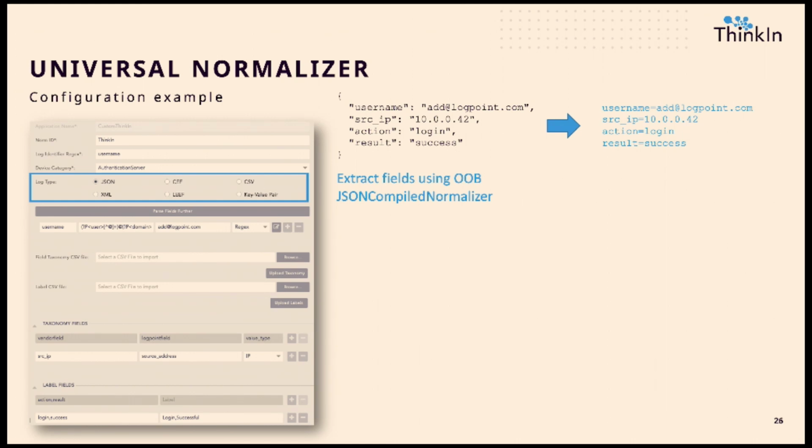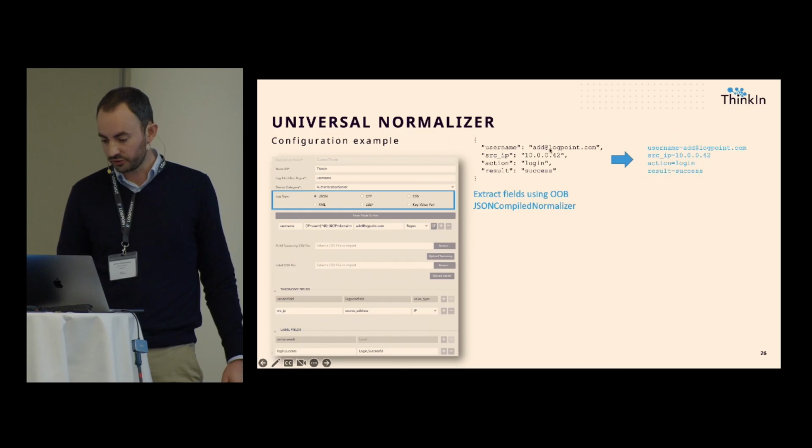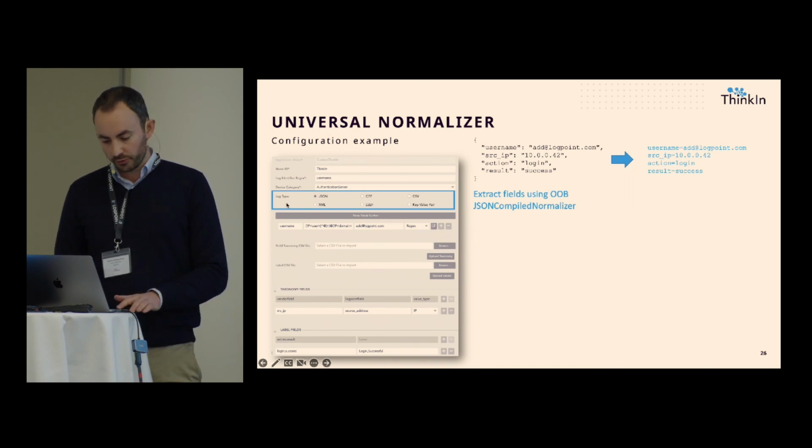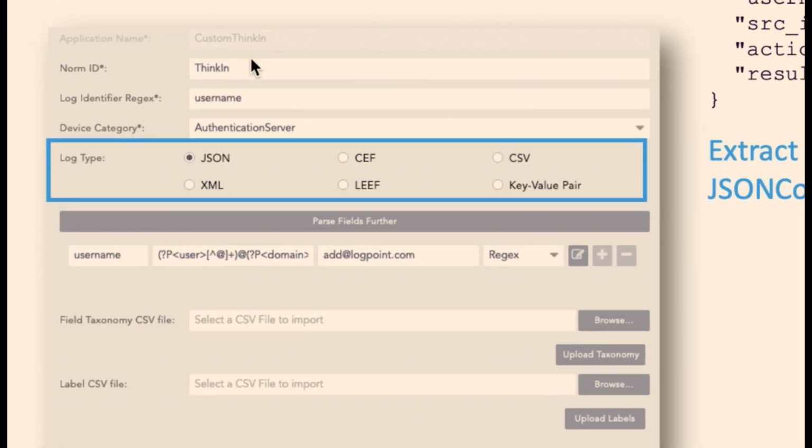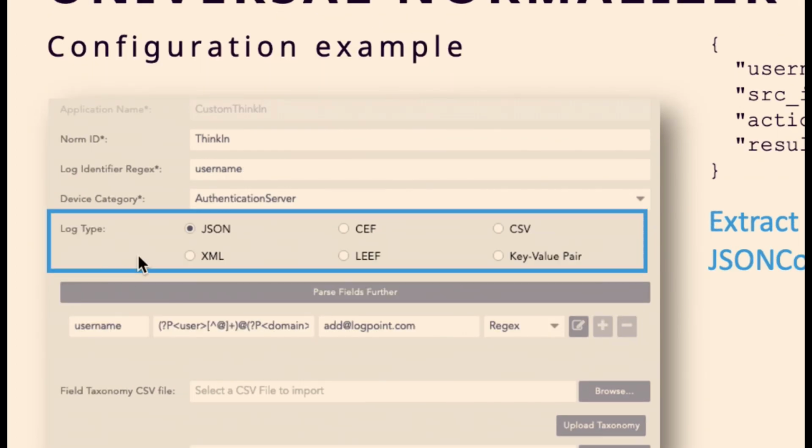Okay, so I will go through a configuration example, still starting with my fake JSON document here. I will try to zoom in just to make sure that it will work for you. Of course, you have some fields to configure. Application name is just the name of the compiled normalizer that will be created by this configuration. Because when you create a new configuration inside the universal normalizer, it will create a dedicated compiled normalizer that you will be able to use inside your normalization policies. So this is the application name.